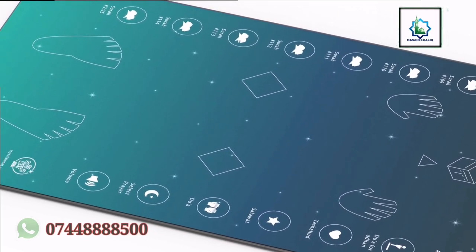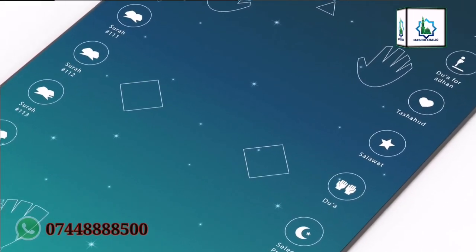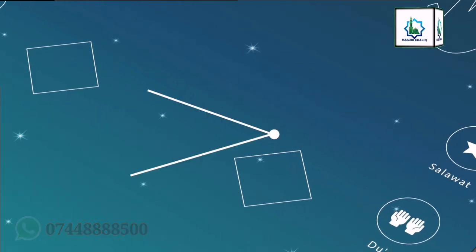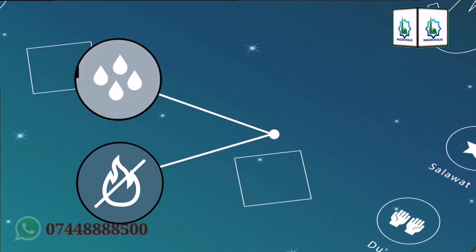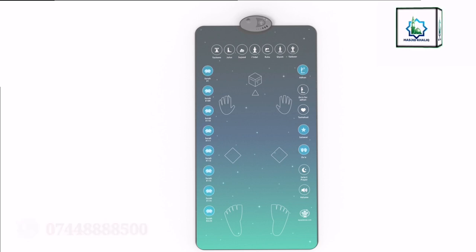Developed to help people connect with Allah, to learn the salah and be always guided. Features include: it is made from waterproof and fire-resistant materials. There are 25 touch-sensitive keys. Learn surahs, adhan, salah, du'as, and much more.